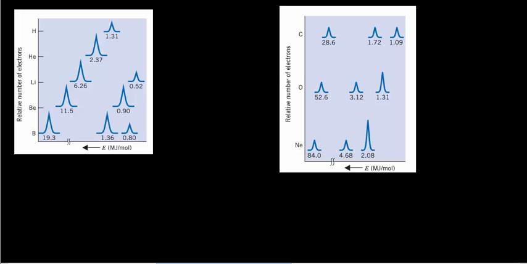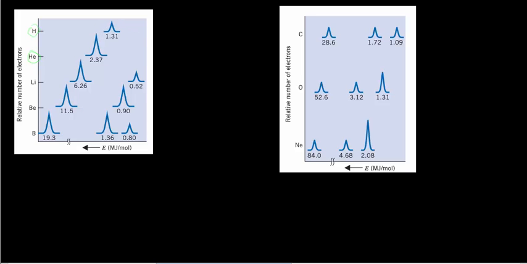So here are several different photoelectron spectra shown on top of each other for different elements. So here's hydrogen, helium, lithium, beryllium, and boron. Then over here we've got carbon, oxygen, and neon. So based on these photoelectron spectra, let's try to write down what the electron configuration would be.